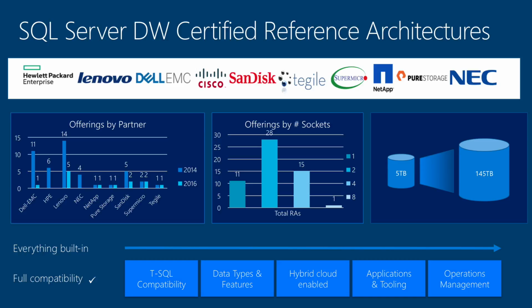We also have RAs that span 1, 2, 4, and 8 socket systems. This further increases your choices for a platform. We also scale from 5 terabytes up to 145 terabytes of rated capacity. Now, these RAs leverage the power of SQL Server, so there's no compromise here. You get a high-powered data warehouse platform along with all the great features of SQL Server.